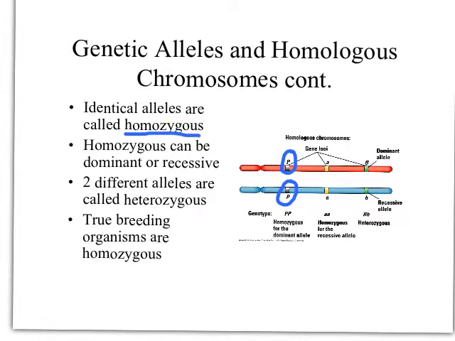Okay, so homozygous can be dominant, like big P, or it could also be recessive, like here, little a, little a. Okay, so it can be dominant or recessive. Now, if we have 2 different alleles for the same gene, we call that heterozygous, right? So if we have a big B from mom but a little b from dad, we call that heterozygous. Okay, so true breeding organisms, okay, pure breeds as we call them, are always going to be homozygous. They're going to have just one type of allele for each gene.